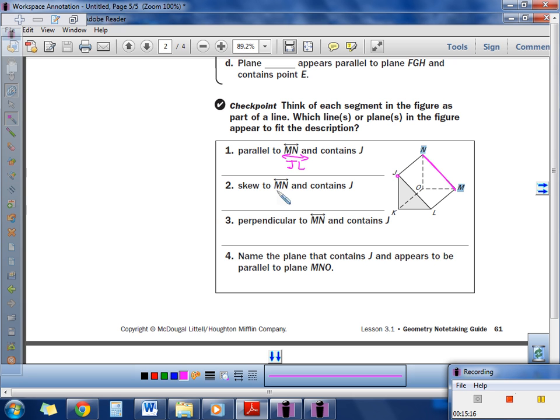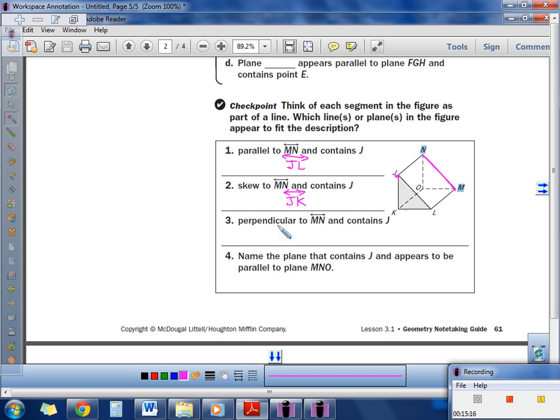The next one says skew to MN, containing J. What could we say? JK. I like that one. So that's right up through here. They're going in different directions. They're spread out from each other. They're not parallel. That's a good answer.